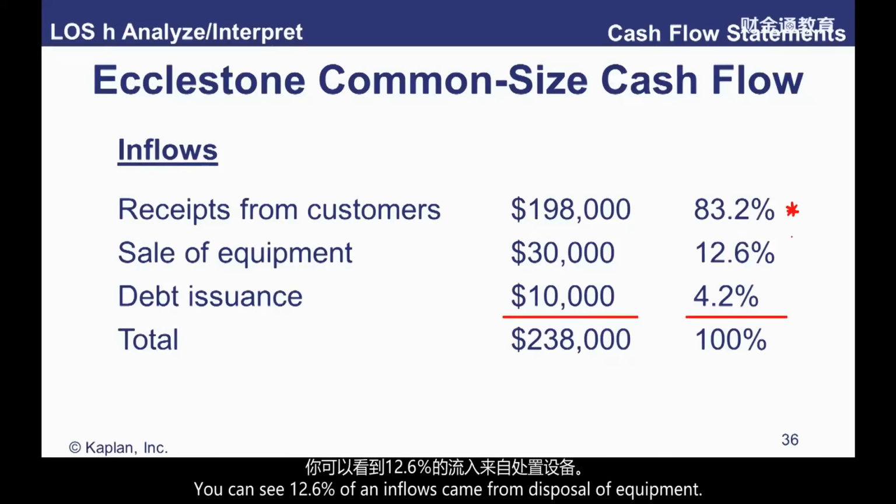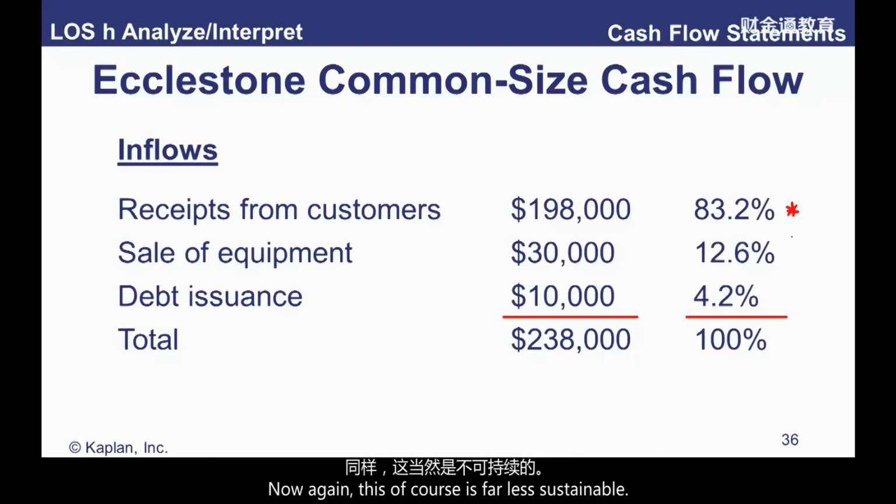You can see 12.6% of inflows came from disposal of equipment. Now again, this of course is far less sustainable. You can't continually sell off your infrastructure, otherwise soon the firm won't be able to operate. But it's only 12.6%. So again, you'd need to compare it with your competitors. Does that look reasonable or not?